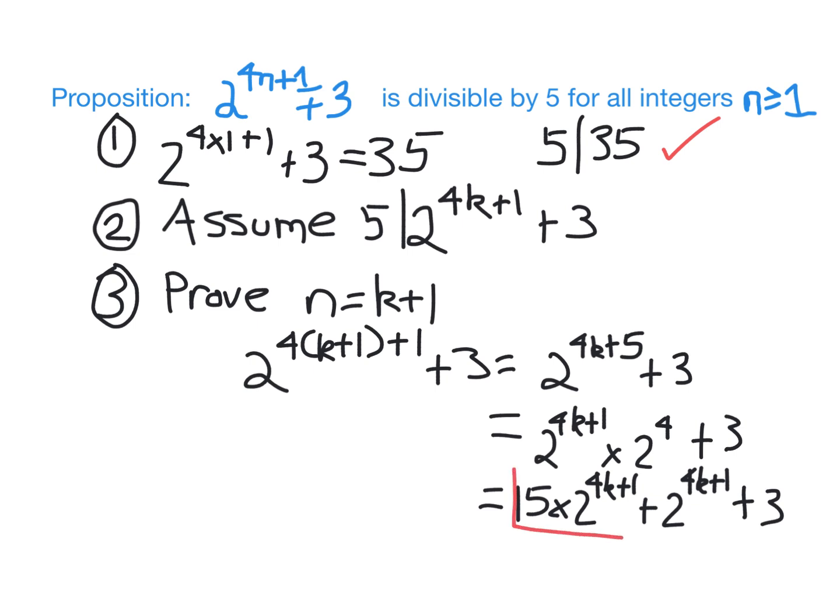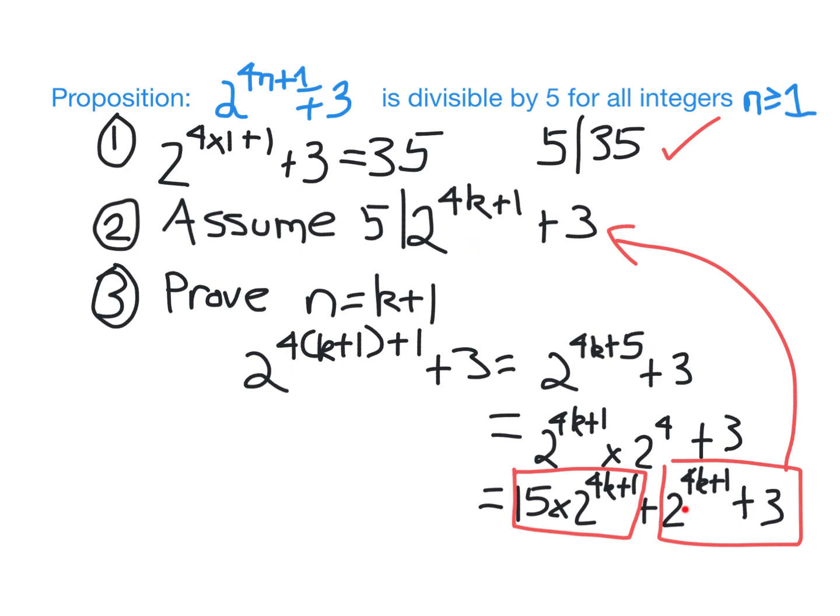This here is clearly divisible by 5 because it's divisible by 15. If you divide this by 5, you get 3 times this. You get an integer, so that's clearly divisible by 5. Now this here is divisible by 5 because of our inductive hypothesis. We assumed that this was true.